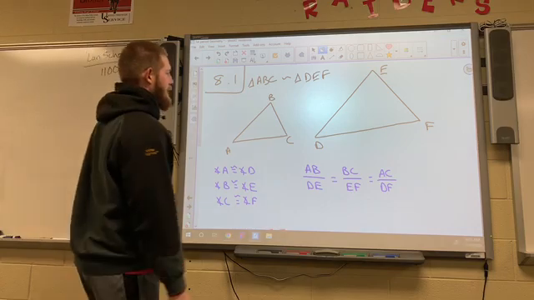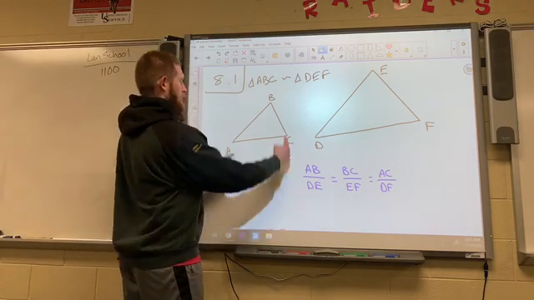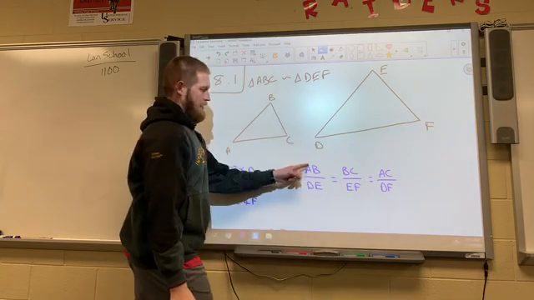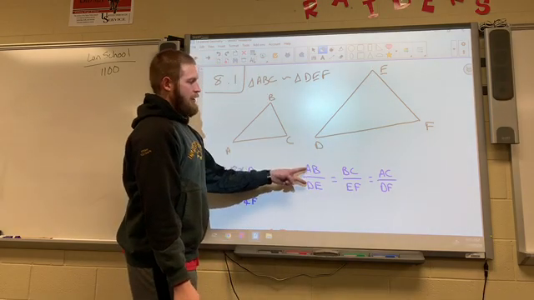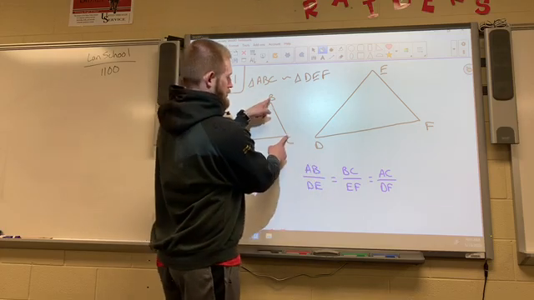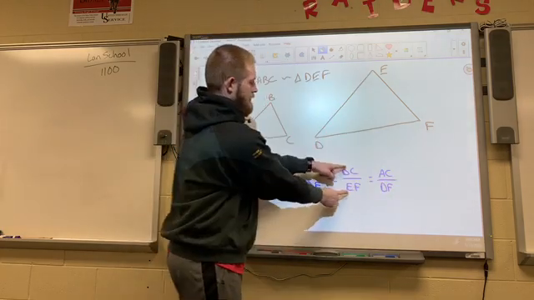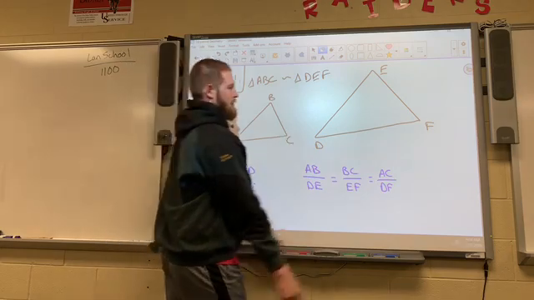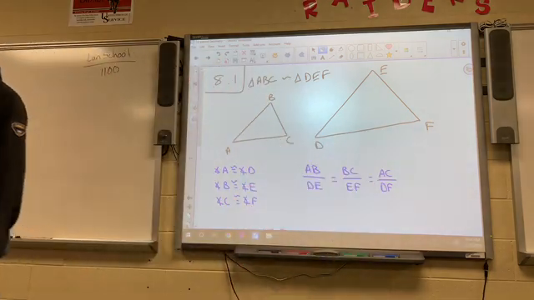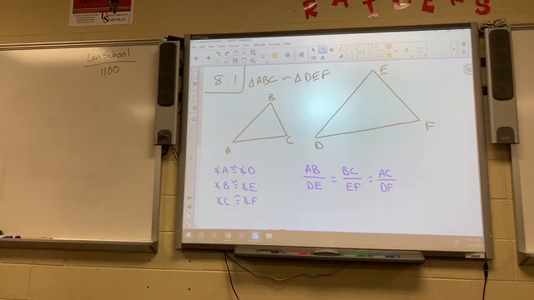So, what that means is if I write a ratio of AB to DE, AB over DE, that ratio has to be equal to the other ratios, BC to EF and AC to DF. Those ratios all have to be the same. For example, if one of them was 2 to 3, they would all have to be 2 to 3 if these shapes are similar to each other.